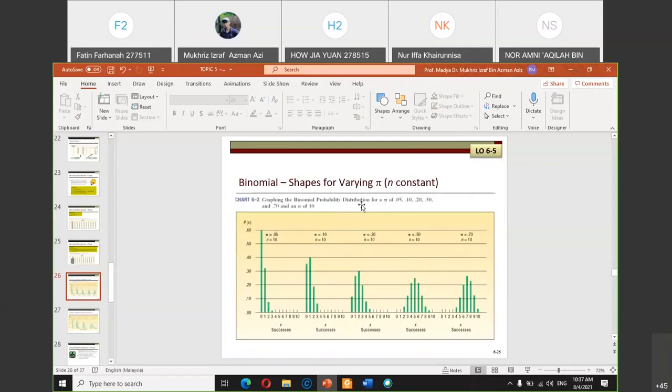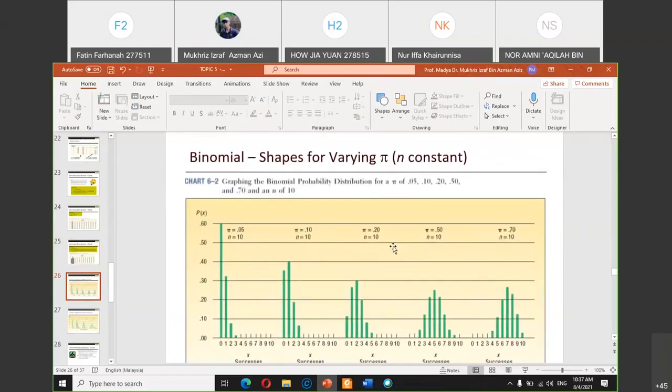And then the shape of the binomial distribution. You can see this is just a simulation. What is the shape of the binomial distribution when we increase the value of the probability of success, but keep the number of trials the same? You can see here n equals 10 throughout, meaning the number of trials remains the same.